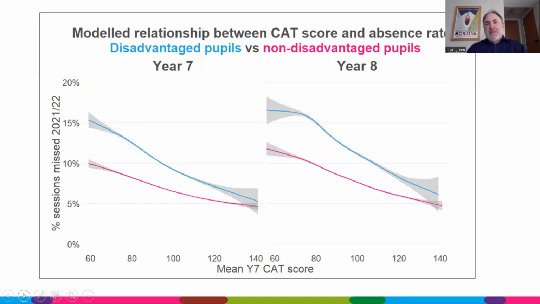The other thing with this is it breaks it down further into disadvantaged and non-disadvantaged. So you can see a clear link there. A disadvantaged pupil missing a significant number of sessions is going to see that reflected, based on this data, in their CAT4 mean score.